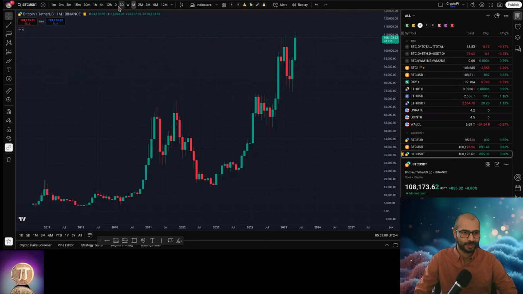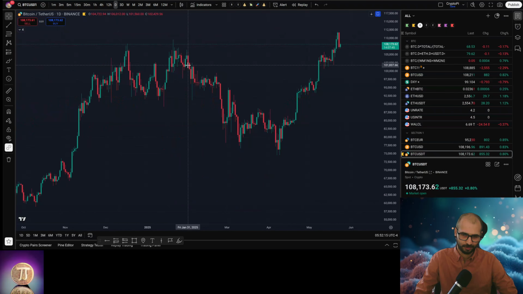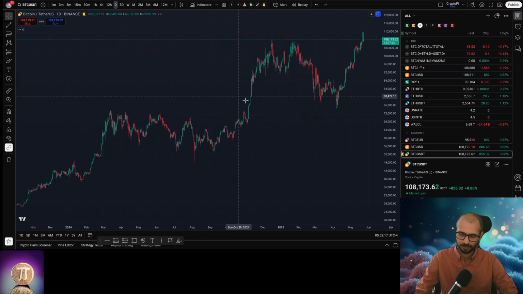Now, moving away from time frame, let's move back to the day time frame so that we can have more bar plots, and perhaps we can look at some tools as well. So on the left side, there are various tools for drawing.